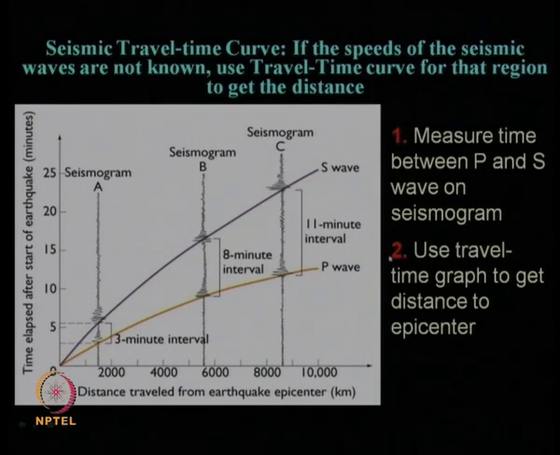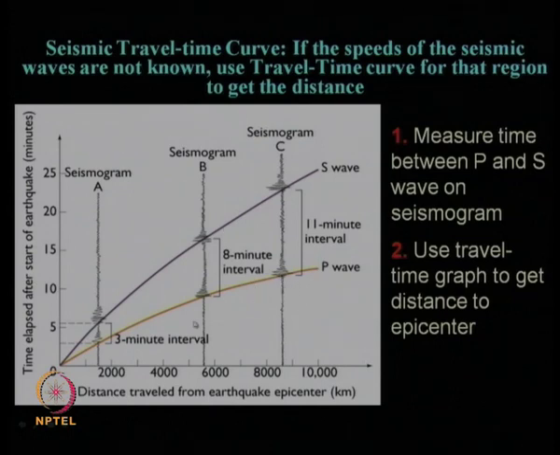Now, let us say all over the world there are various seismogram data which we have collected for a particular earthquake. Look at their values of arrival time difference between P wave and S wave. You will find that at some stations the arrival time difference is, for example, as shown over here, 3 minutes. In some stations it is 8 minutes, in some it is 11 minutes. What does it mean? It means the 3 minute seismogram is located nearest to the epicenter. The 8 minute interval is located intermediately, and the 11 minute interval is located farthest from the earthquake hypocenter or epicenter.